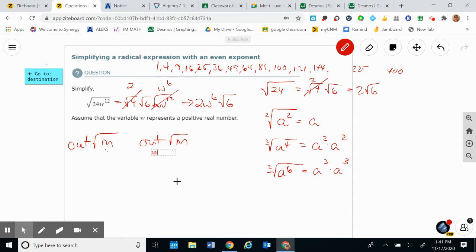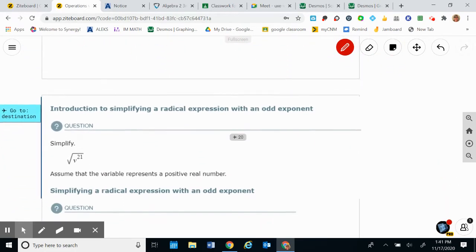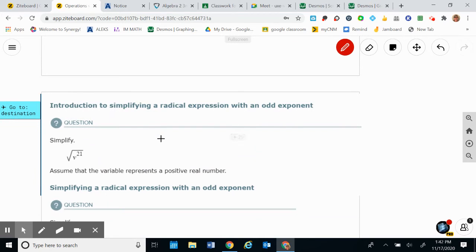Okay, let's try the next one. Take a look at this one. It's really easy to do even numbers. But what happens if you have an odd number? If you have an odd number, the trick is you just take the closest even number.